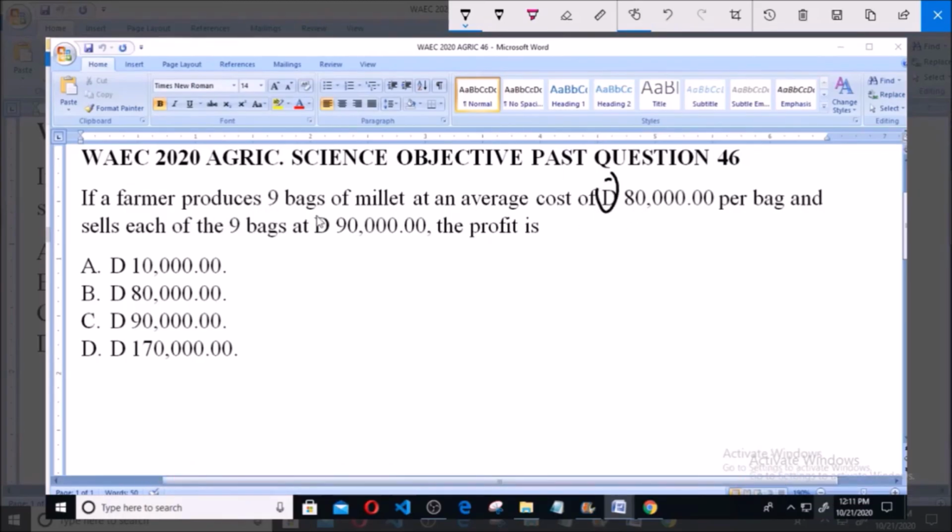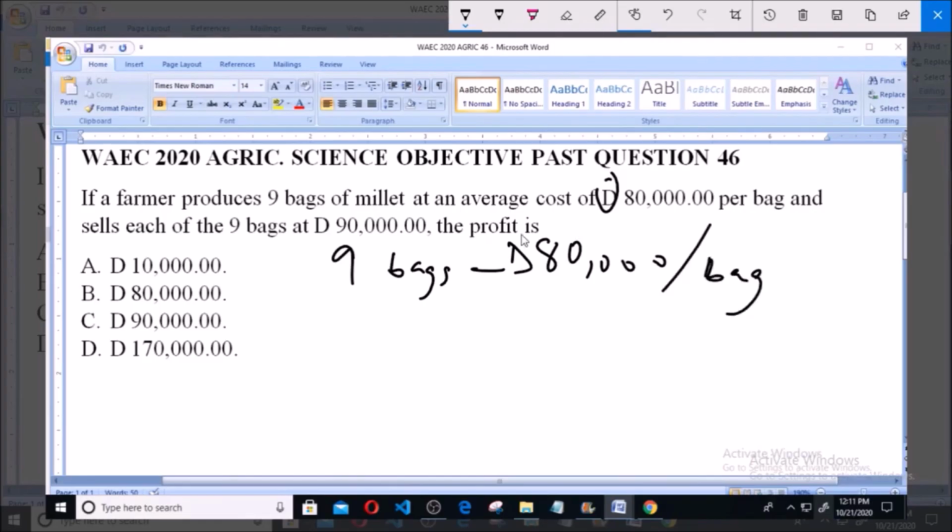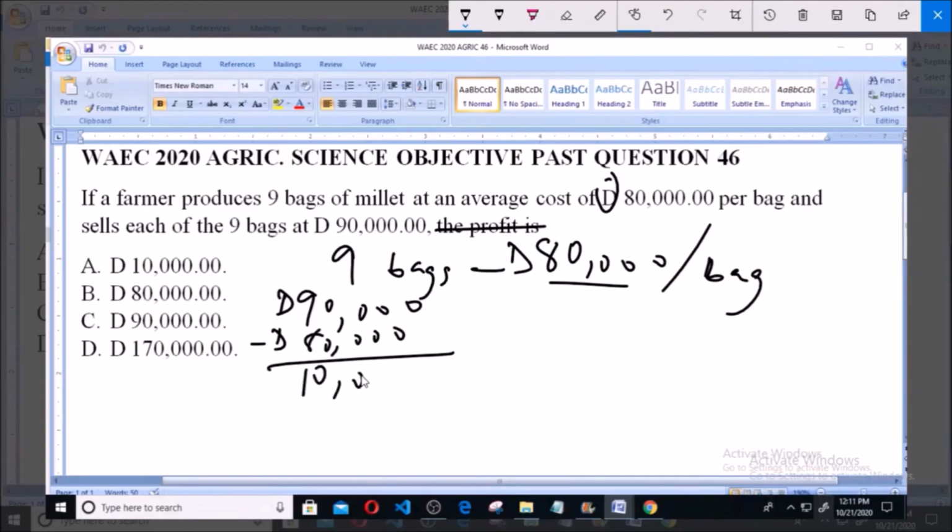So we are asked if 9 bags of millet is produced at a cost of 80,000 D per bag, okay? So for each bag produced, 80,000 D is spent, and then he sells each bag at 90,000 D. What is his profit? Now, if he produces at 80,000 D and he sells at 90,000 D, okay, so his profit for one bag is 10,000 D. So this is his profit per bag.